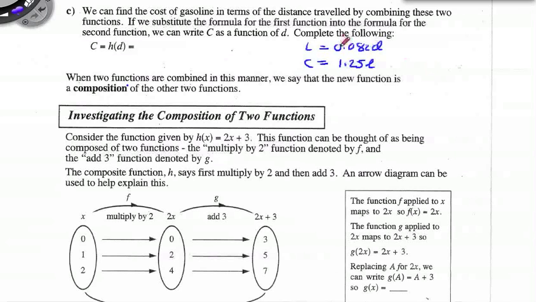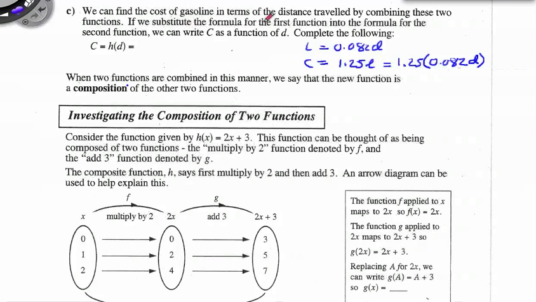Now notice we can write the cost in a different way. We can substitute in our value for L, this value right here, into this equation, the second equation. So the cost will equal also 1.25, and then substituting our value here for L, 0.082 times D. So really we've used a combination of functions here. This is what this question is asking.